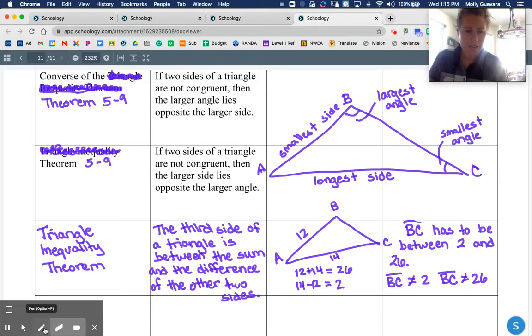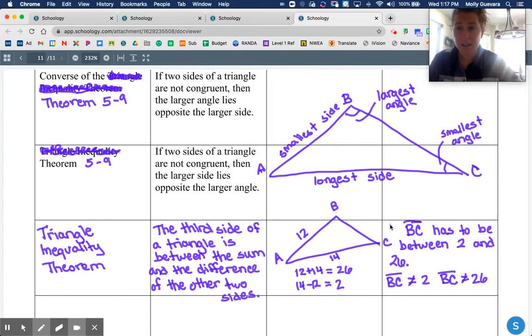It's just saying that you can pick any two sides. So if you're given all three and you want to check to see if you can make it a triangle, just pick 2 of the sides. If you add 2 sides together and subtract 2 sides together, the third side has to be between those 2 numbers. So let's look at some examples of this in 5-4. And I think you'll see that it's really not so bad. So let's go back to our notes in 5-4 and look at this.